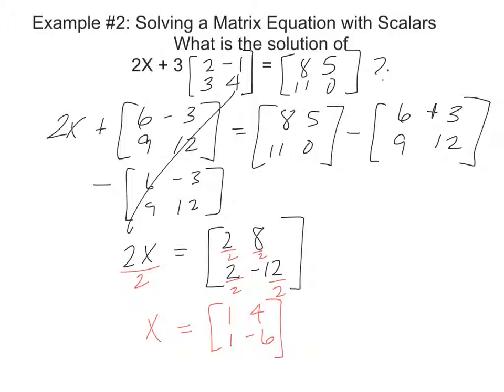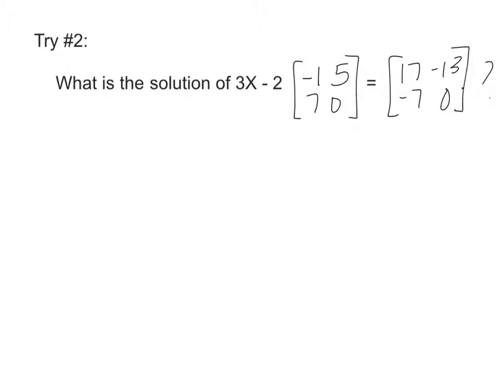That's our final answer for example 2. All right, so we're going to try that again with try 2. So again, we need to multiply first. So we have 3x. And this time we're multiplying by negative 2.